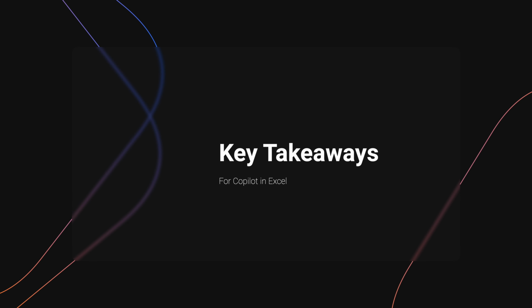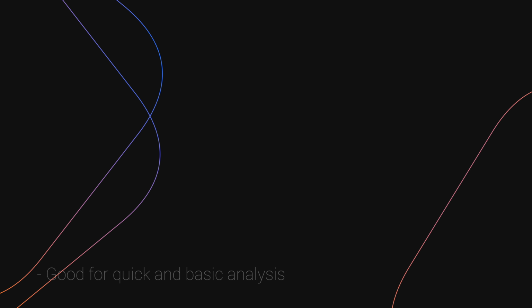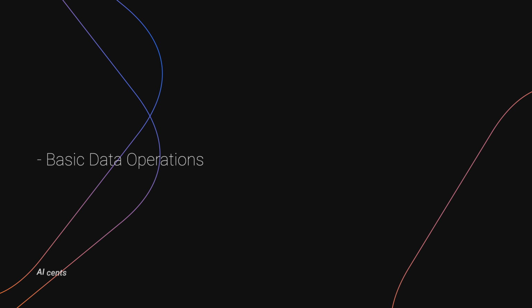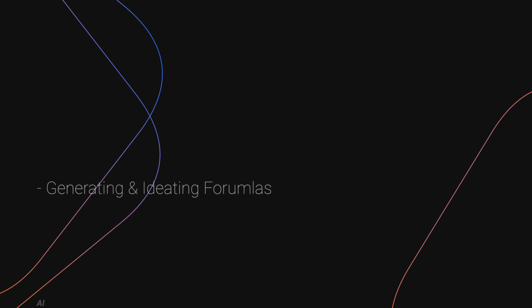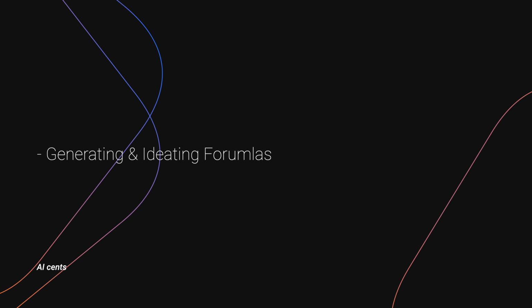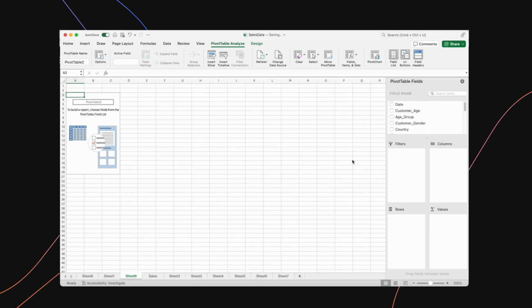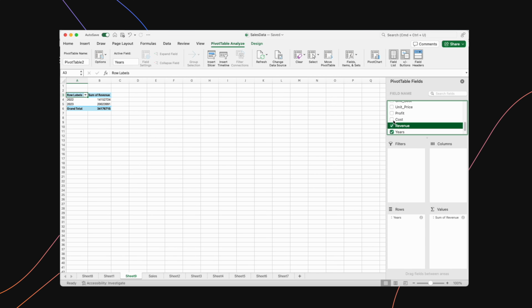Overall, Copilot in Excel has some pretty handy features, and I would recommend it mainly for quick and basic analysis, generating basic charts, and basic data cleaning tasks. And, of course, using it to generate formulas that help with transforming your data by, say, combining two columns. However, there are still some kinks to work out for power users of Excel.